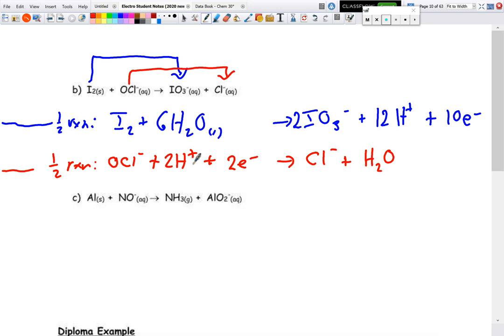So of course, naming our half reactions as well, so electrons are a reactant. So this is my reduction half reaction, and the top one, I forgot to put that in earlier, this is my oxidation half reaction.